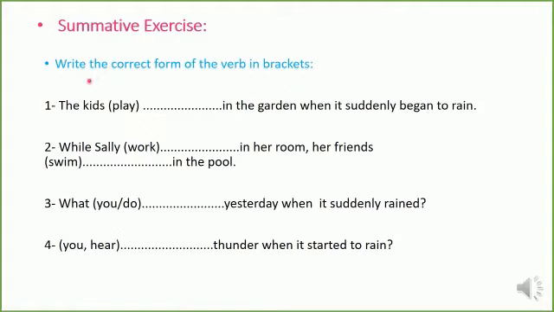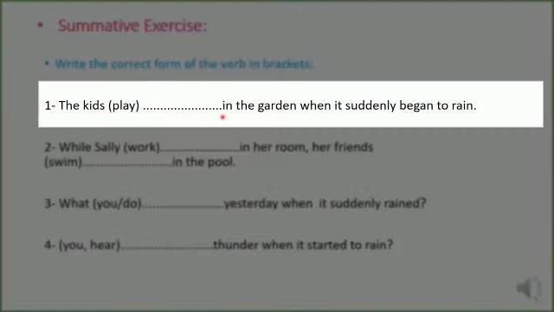Summative exercise. Write the correct form of the verb in brackets. The kids play in the garden when it suddenly began to rain. Here we have the conjunction when. It connects two sentences together. They should be in the past. The action that happened first should be the past progressive, the long action. And here the action that interrupted the long action should be in the simple past, like began. So here we should write were playing.